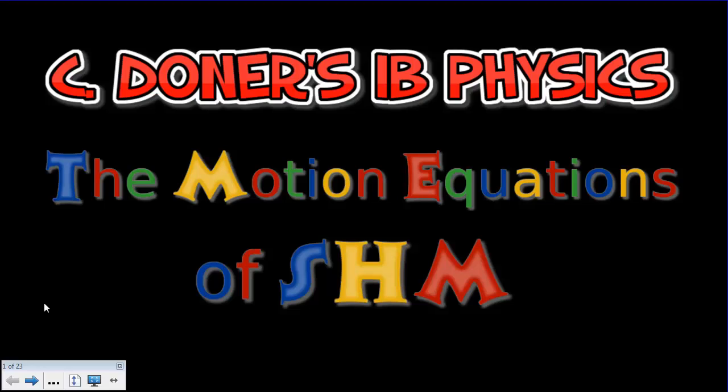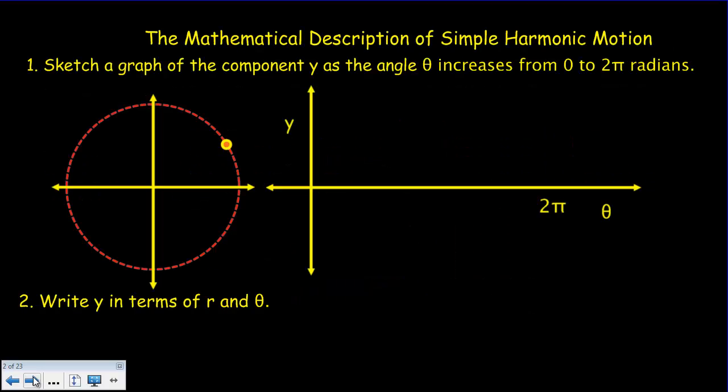Let's look at the motion equations for simple harmonic motion. We did something very similar when we studied kinematics. We came up with equations for displacement, velocity, and acceleration as a function of time for cases where we had uniform acceleration. And those were the motion equations of kinematics. Now we want to do the same thing for simple harmonic motion.